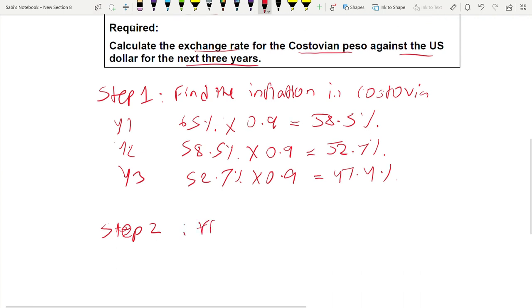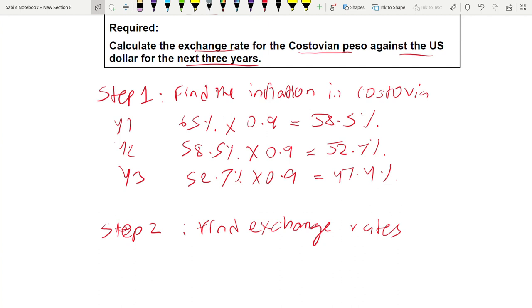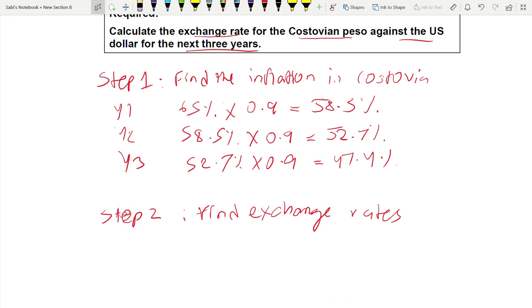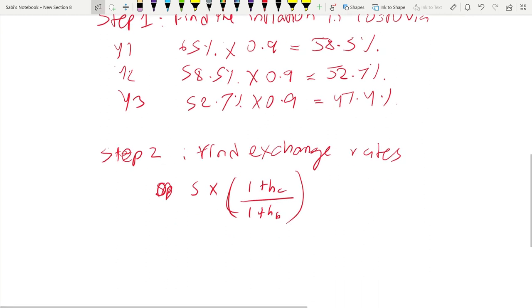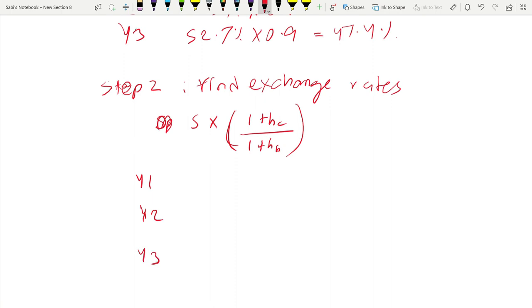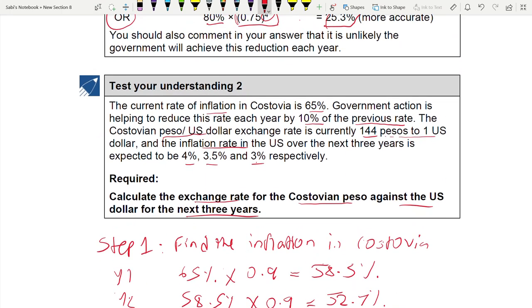Now we are doing step 2: find the exchange rate using the formula. There are so many formulas. You have been given the inflation. Always see what information is given to you. With the inflation, you have to find the exchange rate. So which formula is that? It is the spot, S, times 1 plus the inflation of the counter currency divided by 1 plus the inflation of the base currency. This is the formula always when inflation is there. So using this, you will know year 1, year 2, and year 3. What is the spot that is given to you? It is 144 peso. So 144 is the starting point.